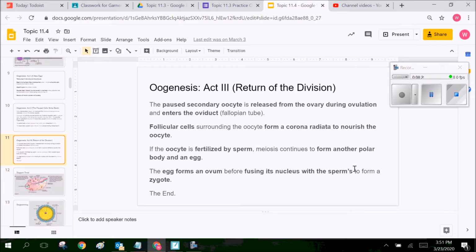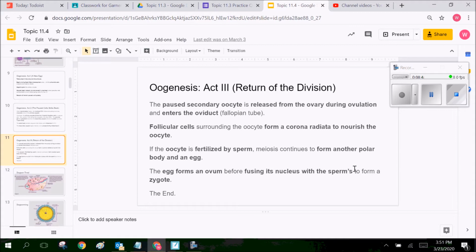Okay, so the secondary oocyte is paused until ovulation. That's when the female body is getting ready: all right, time to make some kids. So the paused secondary oocyte is released from the ovary during ovulation, and it enters into the fallopian tube or the oviduct.